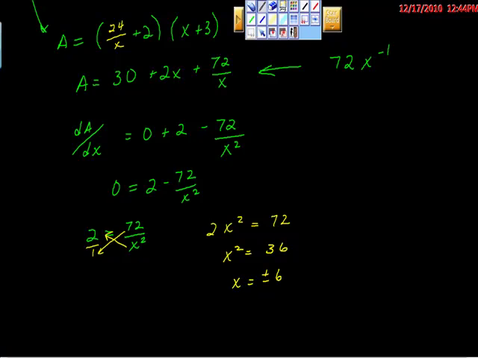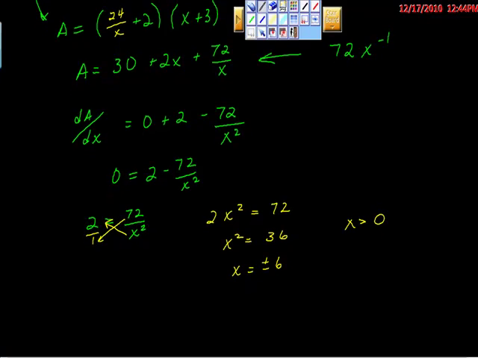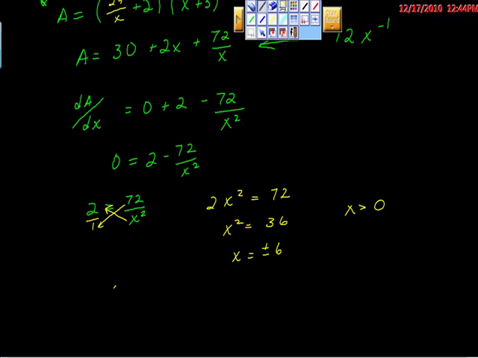Is that okay? We can automatically disqualify one of these numbers. Which number do we know is not the solution? Negative 6 can't be the number. Why is that? Right, we're talking about a distance here, right? We're talking about a length. We can't have a negative length. Right, x must be greater than 0, that is our domain. So x equals 6.